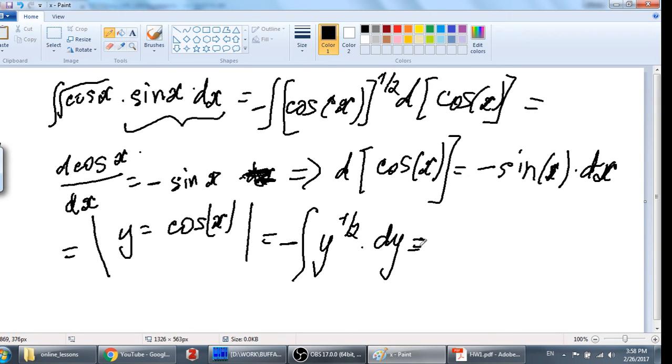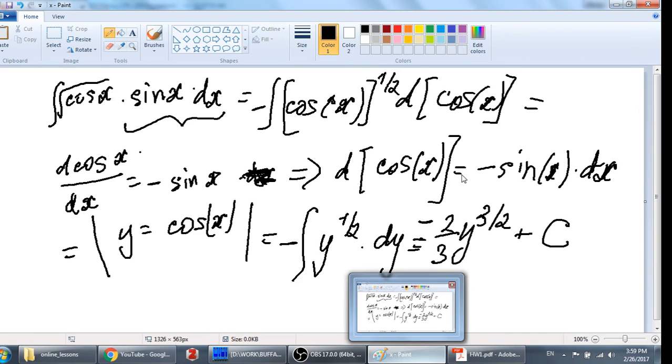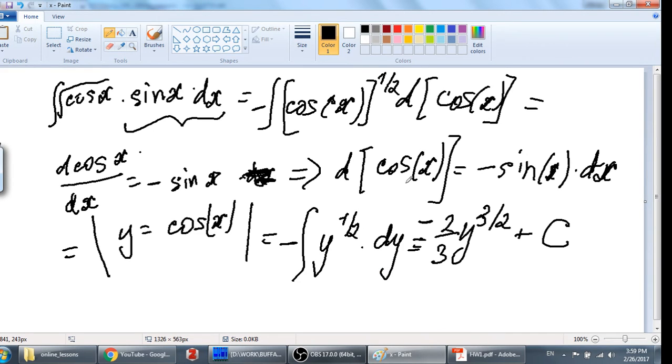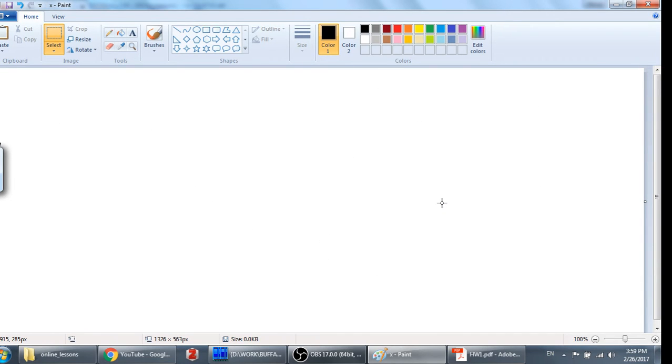And that integral you can of course compute, which is y to the 3/2, and then we have 2 over 3 with a minus from that integral, and also don't forget about c, the integration constant. Now basically you just replace this y with cosine of x, and here's your solution. So I will not be rewriting this in the full form. Instead, we'll just go to the next one.